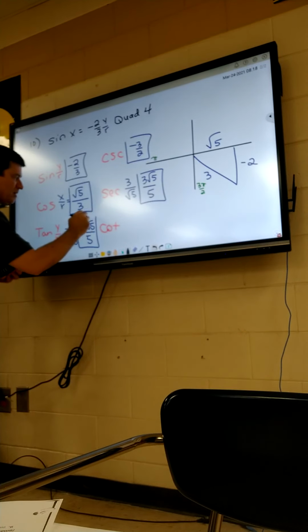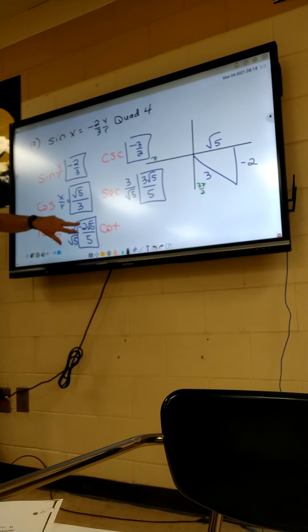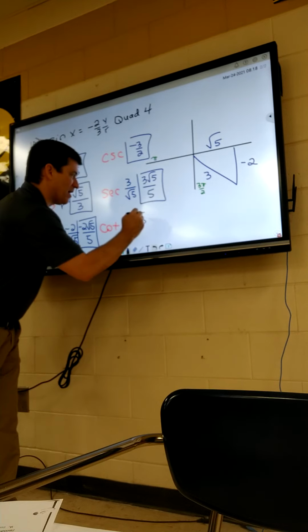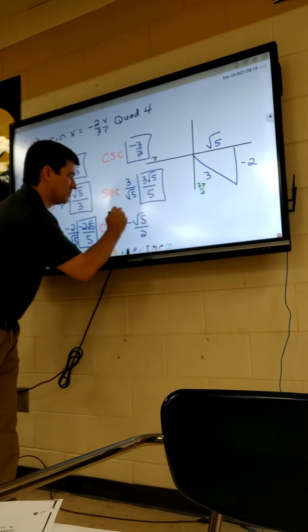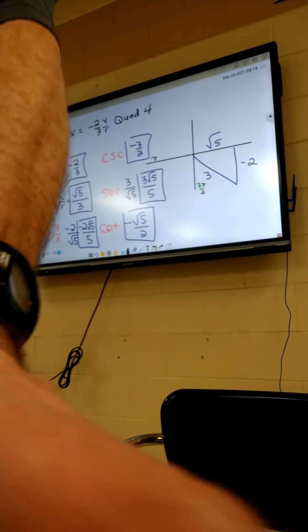All right, now here's a trick. I know I got to flip it over to find my other one. But if I flip this one, it's going to put that square root back on the bottom. I don't want that. So go back and flip the original. So that would be negative root 5 over 2. All right, so we're going to work on this stuff a little bit more.